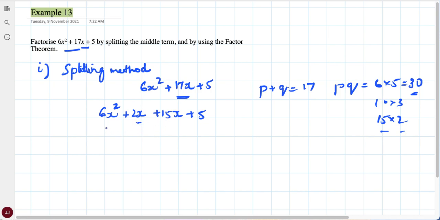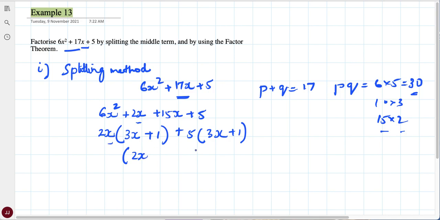So let's take 2x common, so we'll be left with 3x plus 1, plus, and let's take 5 common, again 3x plus 1. So it amounts to 2x plus 5, which will be the first factor, and the second factor is 3x plus 1.